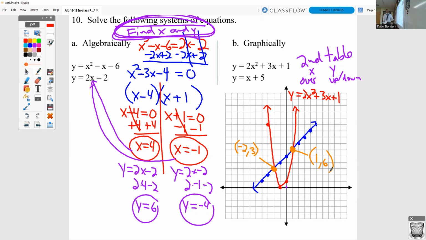All right. So just make sure that you use second and table, graph it accurately. On your calculator, you could always go to second calc and then find the intersection point by hitting enter 3 times to find your intersection point on your graph.